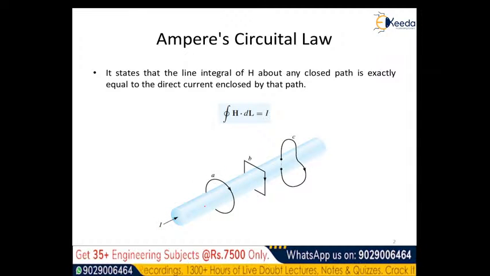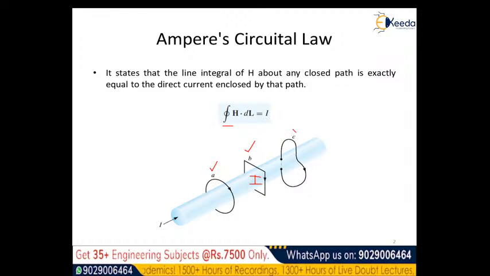Whatever the shape of the closed path is, for path A the loop is of circular shape, and for path B it is of square shape. But whatever is inside the loop is the same. So for path B also, the same amount of current capital I is flowing. Whether you carry out the closed line integral on a circular path or a square path, it will be the same answer.